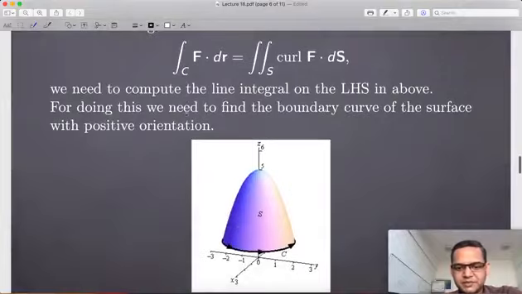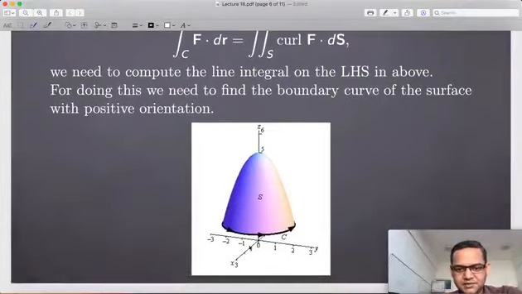So let me show you the picture. Yeah, so you are basically here. Okay, this is the paraboloid.